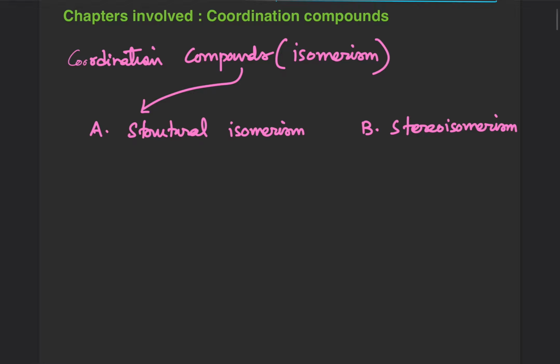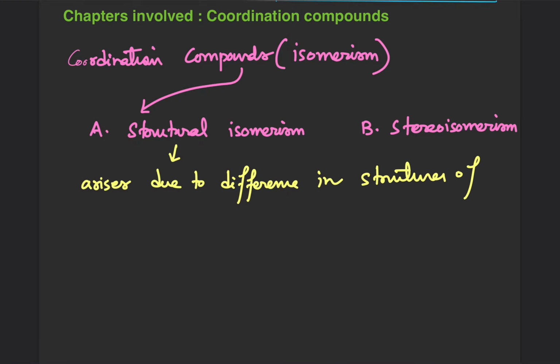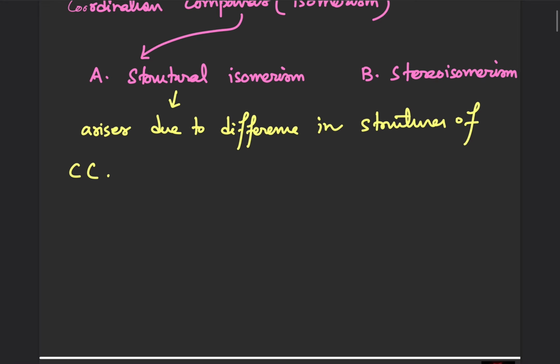Structural isomerism arises due to difference in structures of the coordination compound. So the structure itself is different in structural isomers. We'll talk about stereoisomerism in a while. So there are four different types of structural isomerism.